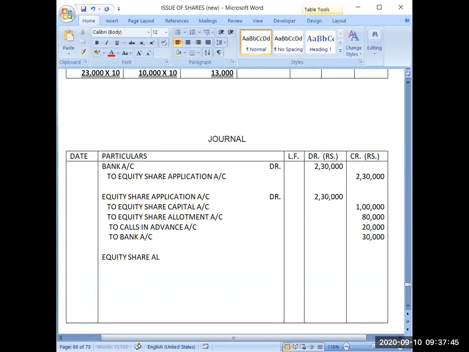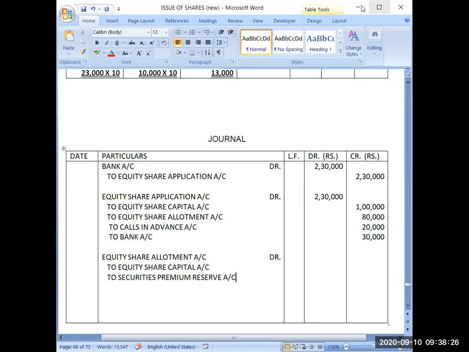Equity share allotment account debit, to equity share capital account. And this time you are taking some premium also, to securities premium reserve account.